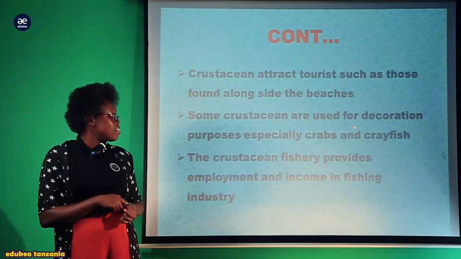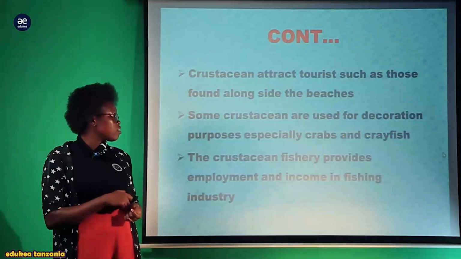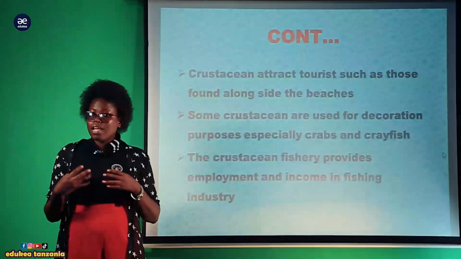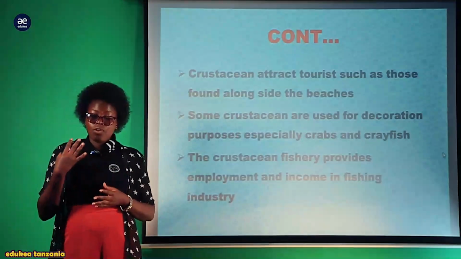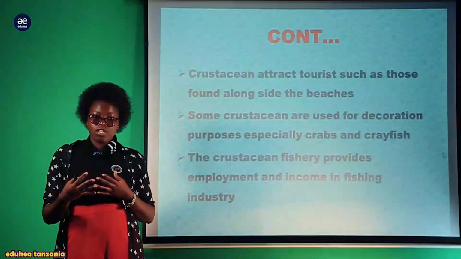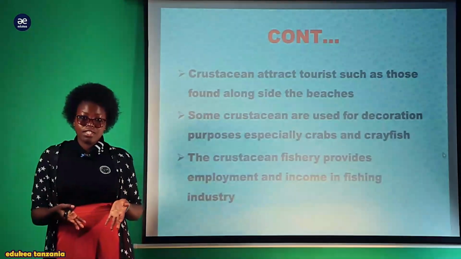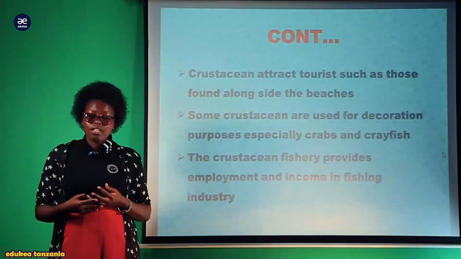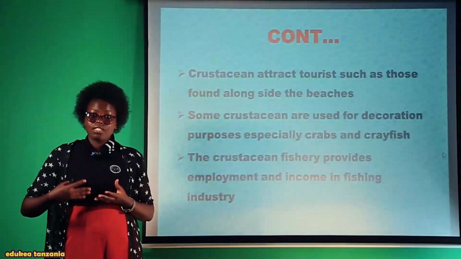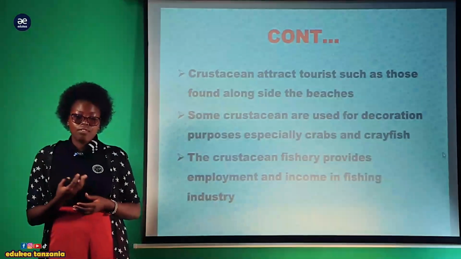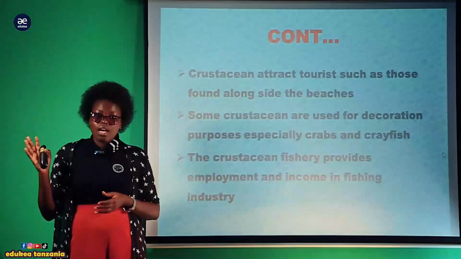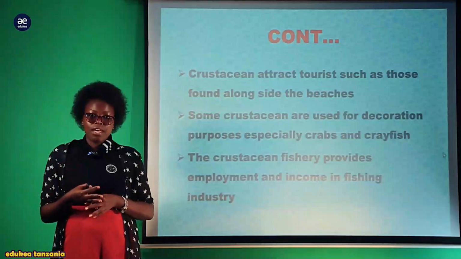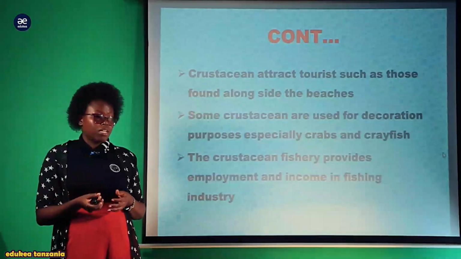Also, Crustacea attract tourists, such as those found alongside the beaches. They are like attractions. Crustacea or crabs have different colors. Some have blue colors and others have orange colors. They are very attractive to look at. They attract a lot, so they act as a tourist attraction. This helps to increase the national income, and for those who have been employed as tour guides, they can also get an income for their family.